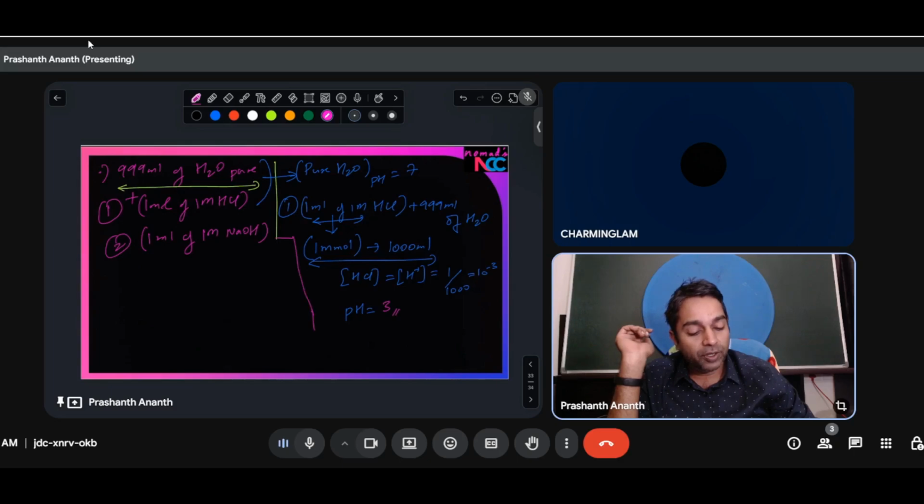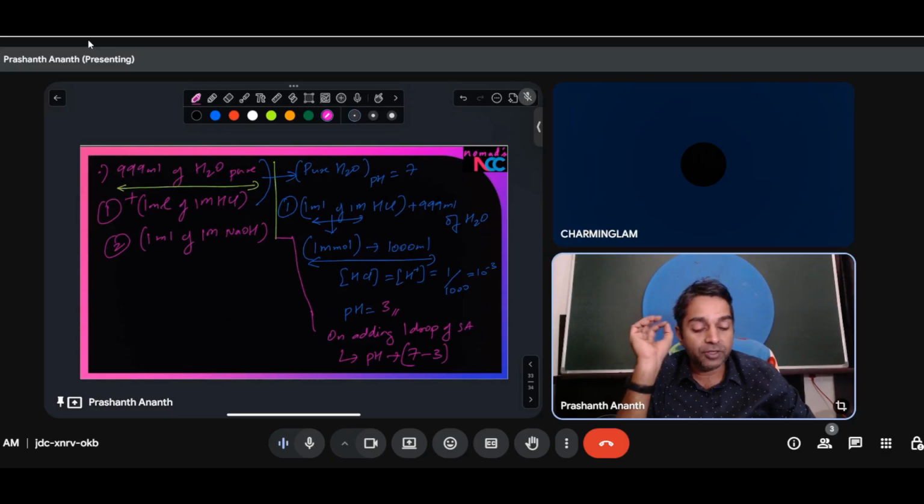So what has happened over here? On adding 1 drop of strong acid, what happened to pH? pH changed from 7 to 3. A sharp, abrupt change of 7 to 3.